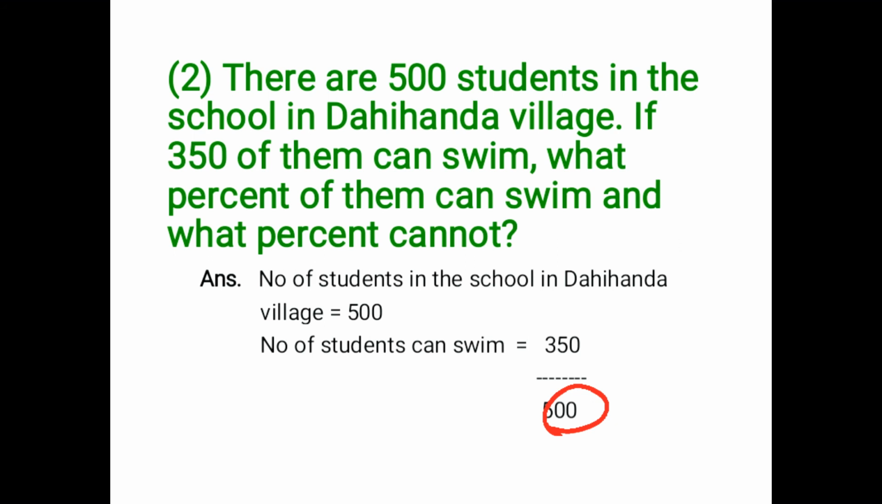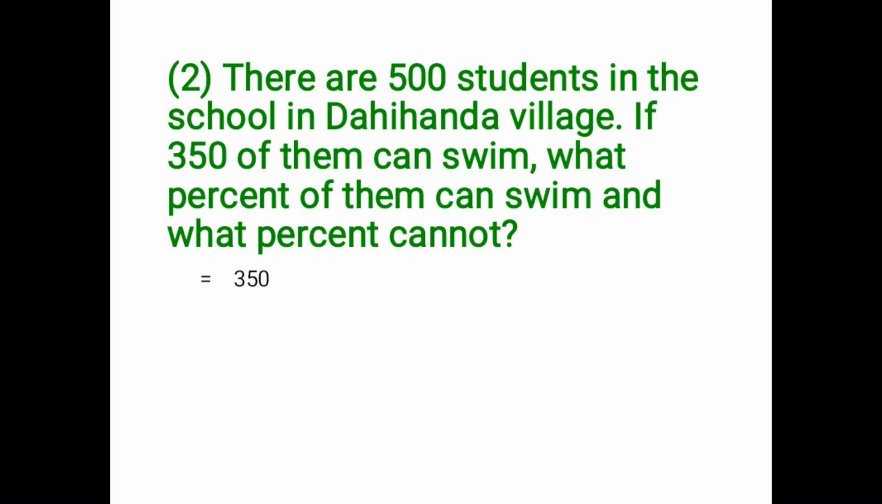Okay. Now we'll calculate the percentage. Percentage of the students who can swim is equal to 350 upon 500 into 100 is equal to 350 upon 5. How do you get 350 upon 5 here? When you cancel these two zeros, it becomes 350 upon 5.